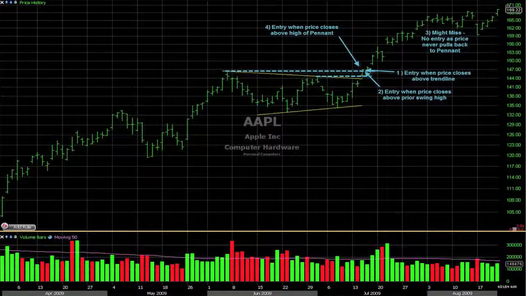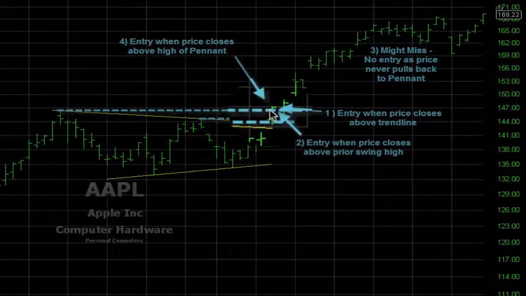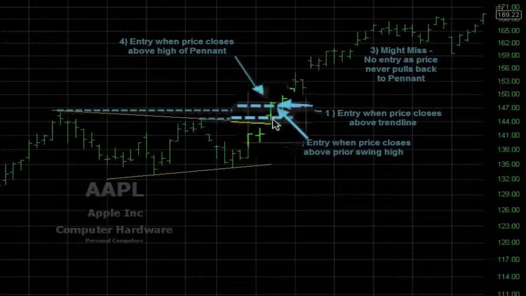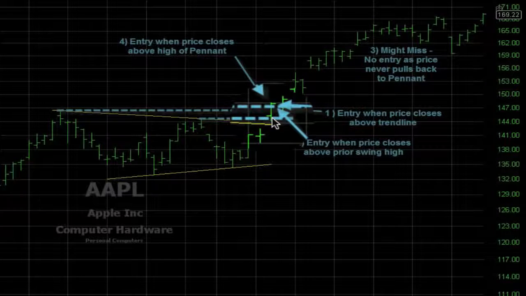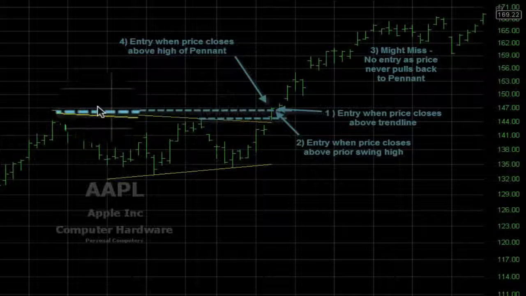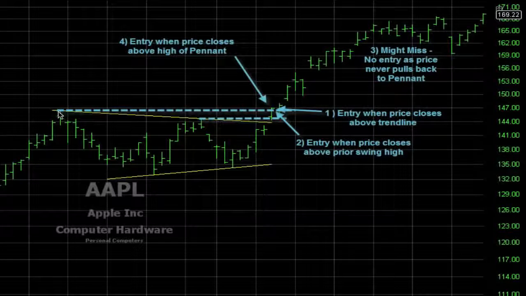Now let me show you how to trade the pennant. It trades the same way as the flag, but here it's a little bit different, just because the price action is different, not the way you should trade it. Here we get a close above the resistance trend line, the last swing pivot high, and the high of the pattern. All three entries in one, so it's a very powerful entry.